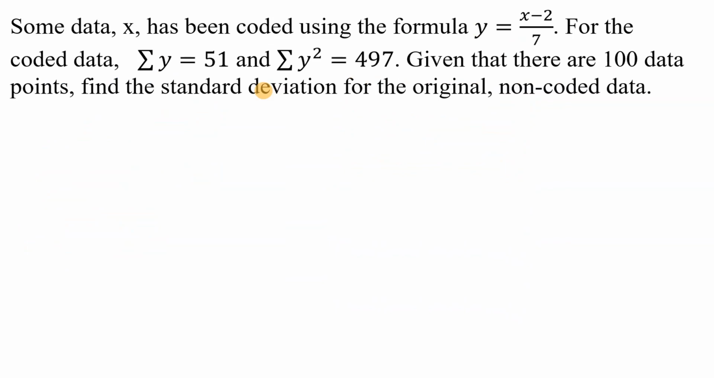Okay, so here's another question where we're told some data x has been coded using the formula y is equal to x minus 2 over 7. And for the coded data, sigma y is equal to 51 and sigma y squared is equal to 497. And given that there are 100 data points, we need to find the standard deviation for the original non-coded data.